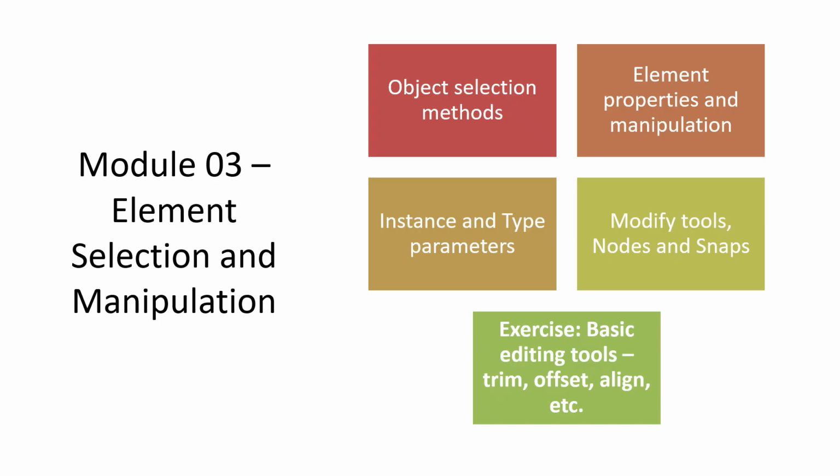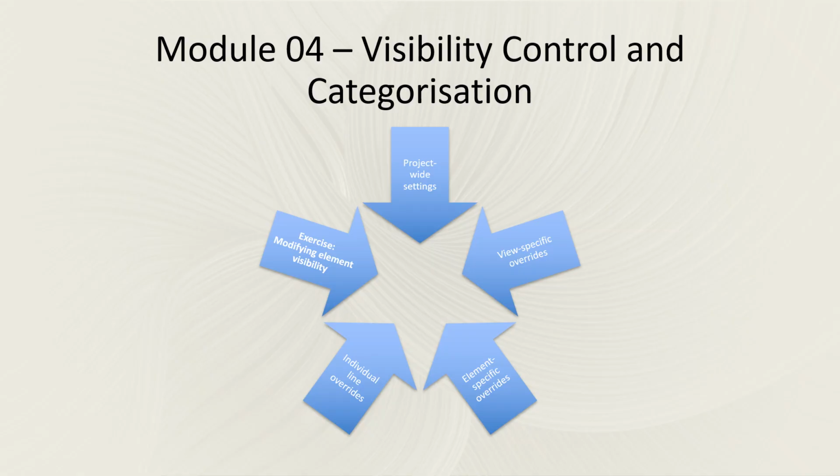This module is all about control, learning how to select and manipulate elements confidently so your modeling becomes intuitive and accurate. Module 04, Visibility Control and Categorization.